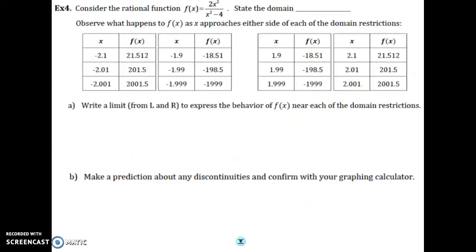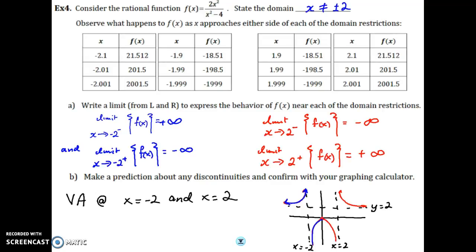Now, in this next example, we're again going to take a table approach to analyzing limits. By the end of the unit, quite frankly, you'll be able to graph that function comfortably. But let me give you a moment now to have a look at the tables and make some conclusions about limits and express what kind of discontinuity you think is taking place. So hopefully you correctly stated that the domain was x cannot be equal to plus or minus 2.